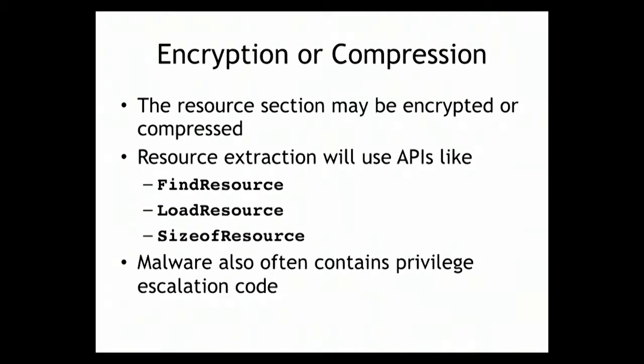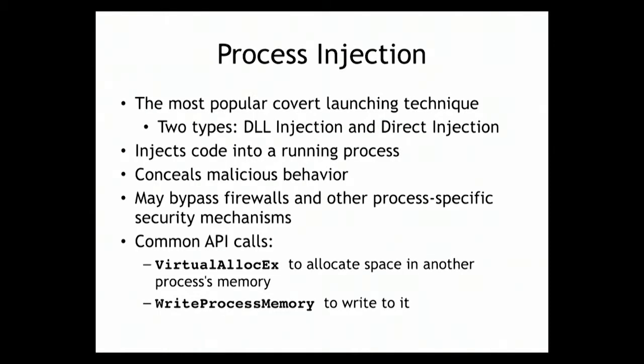You can encrypt or compress it as well, and you'll use APIs like FindResource, LoadResource, SizeofResource to find the resource section and take the data out of the resource. This is what the API calls will look like that does it. And then you might see privilege escalation also, because you usually want to escalate to administrator to do really nasty things on Windows.